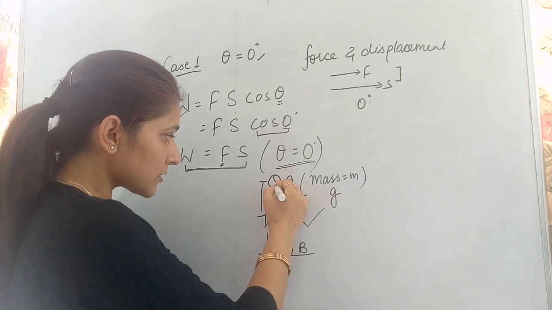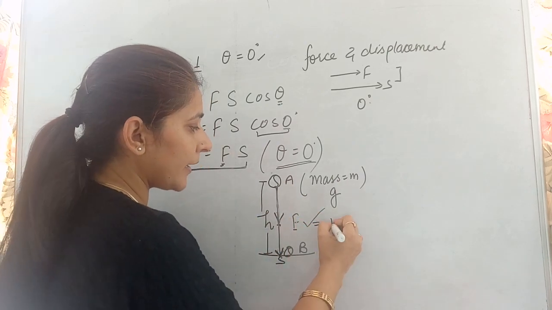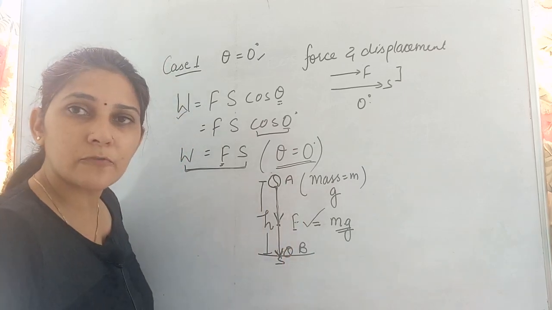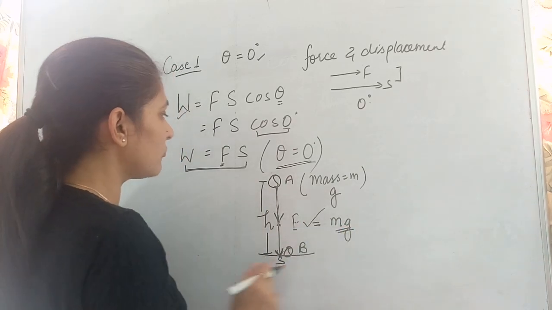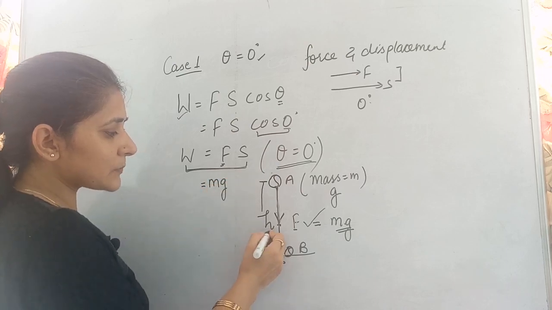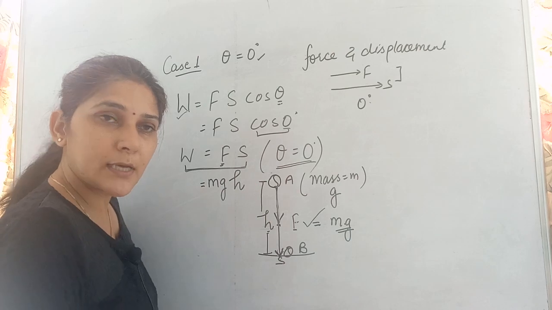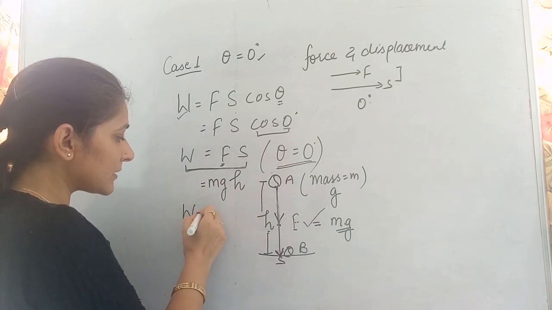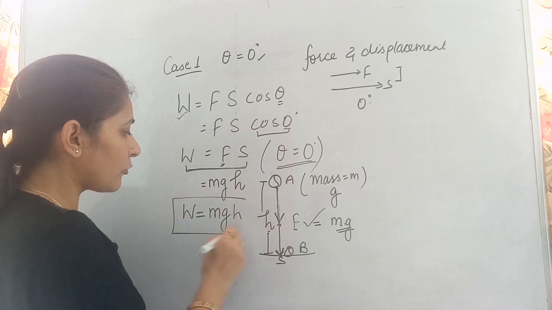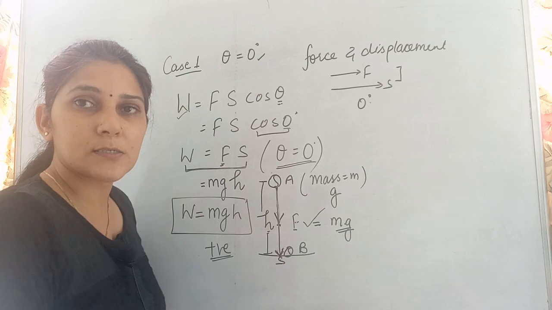So the force which is acting on the ball will be given by m into g, because the force is equal to the weight of the ball itself. So instead of this F, I can write m into g. What is the displacement? I have written it with h. So work done in this situation is given by the formula mgh. And we are going to get a positive value of work done for this kind of case.